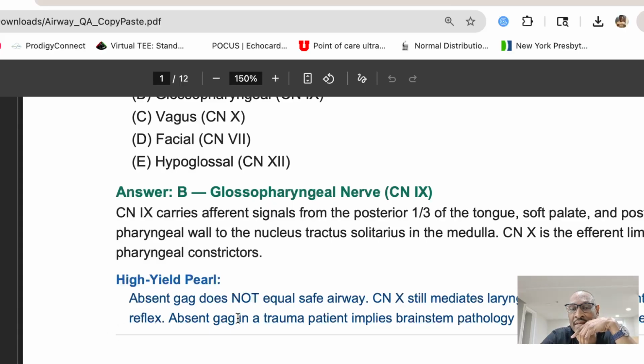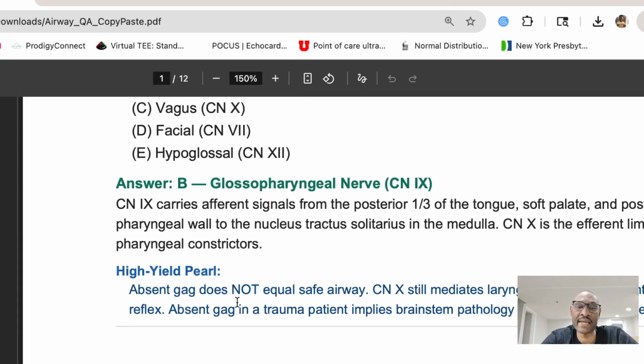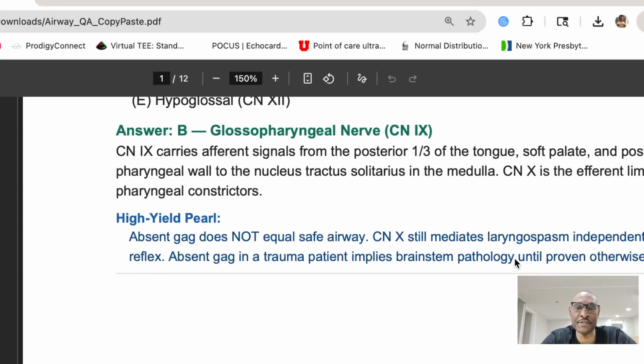Okay, so what this is saying is that even though you don't have a good gag reflex, or a non-existent one, that does not protect you. You still can have a laryngospasm. Hence, this is why it's very important to be able to secure somebody who cannot protect their own airway. Okay, an absent gag in a trauma patient implies brainstem pathology until proven otherwise. All right, so good. There's some high yield stuff there.